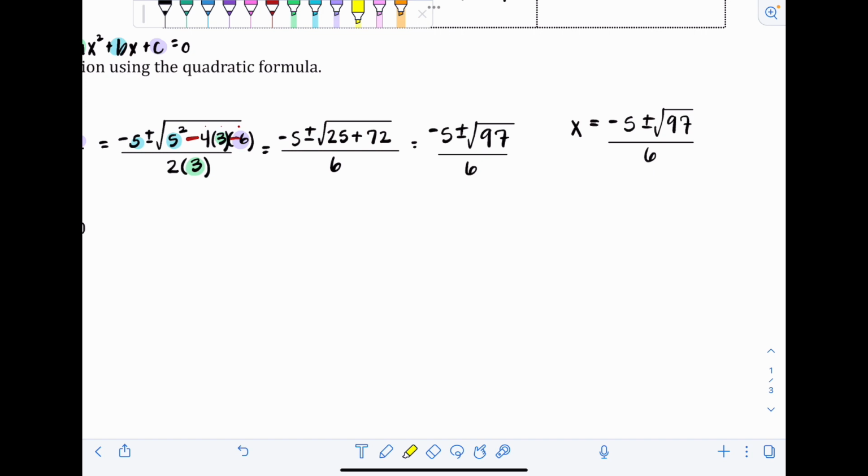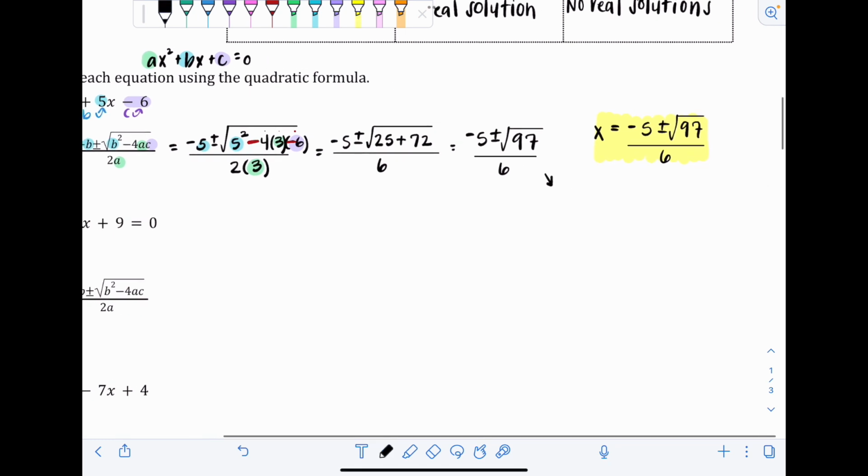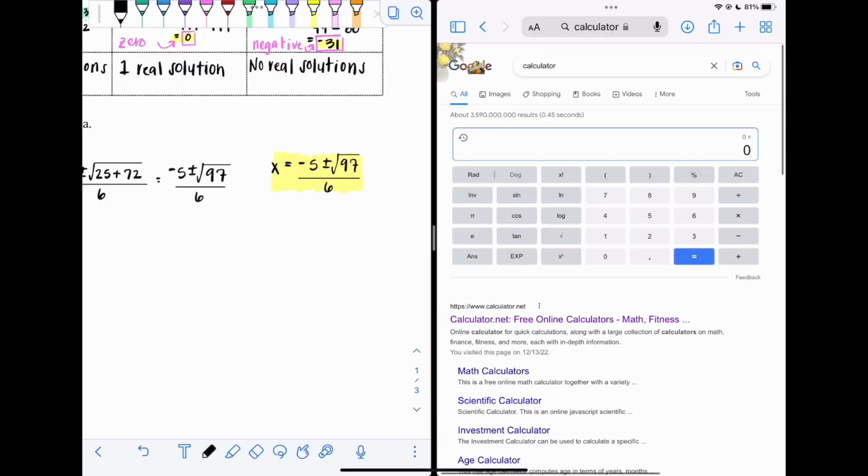And then in certain cases, you'll be asked to change it into decimal form to get an approximation. So if that's ever the case, you definitely want to use a calculator to find the square root of 97. And then I'm going to write that step down here, tucked under, so we have both versions. So I'm going to pull up a calculator, find the square root of 97, and then replace the square root of 97 with it.